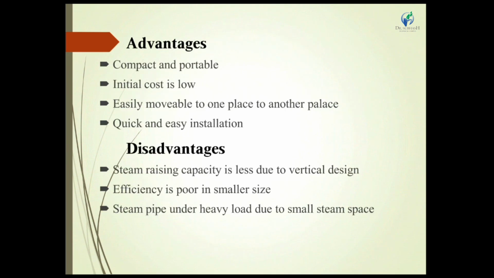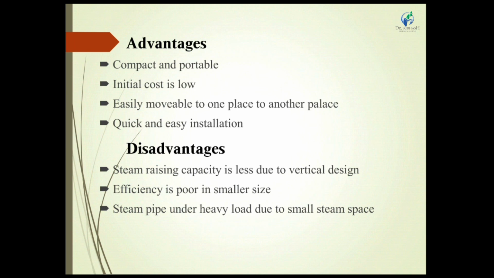Advantages of the Cochran boiler: it is compact and portable in size. Initial cost is very low because of the medium size of the boiler. No additional cost is required. It is easily movable from one place to another. All the component parts are covered in one boiler, so it is easily movable. Quick and easy installation. We can put it anywhere to use it. The installation is very easy.